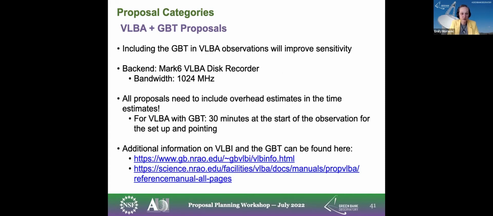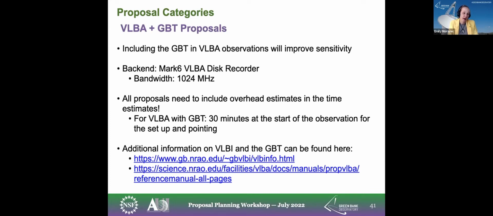We can also do VLBA and GBT proposals. So this is the Very Long Baseline Array. This is where you use multiple telescopes across the US to get really high resolution images. With that high resolution image, you won't see the large scale structure. But if you include the GBT, you'll actually be able to see the large scale structure of your source, and it will improve the sensitivity overall.